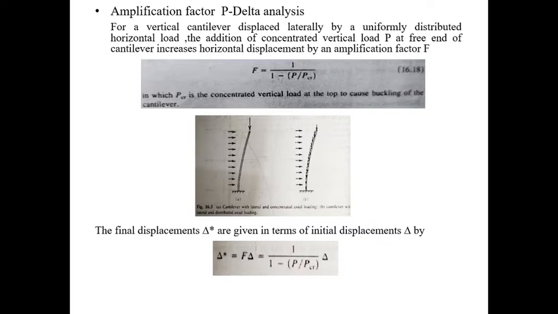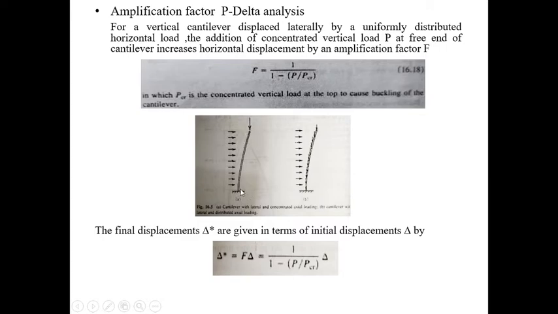Now here we consider a vertical cantilever. Suppose this is a cantilever here, wherein the lateral forces are applied, the wind load is applied, and that is uniformly distributed. This is a uniformly distributed horizontal load, and the addition of a concentrated vertical load P. So the arrow which is shown is the vertical load P, which is at the free end.